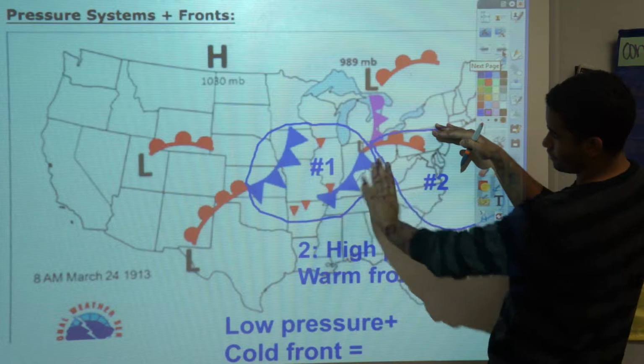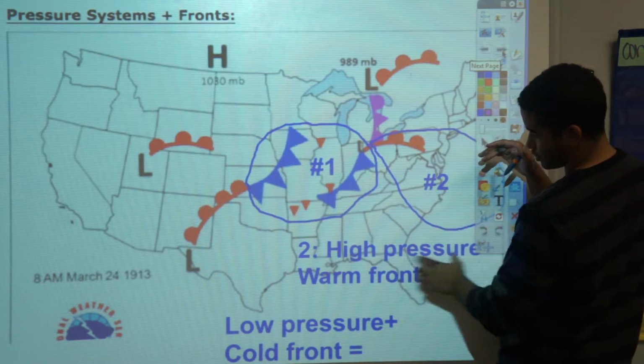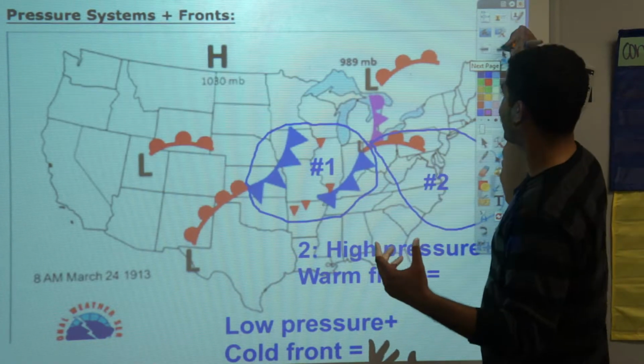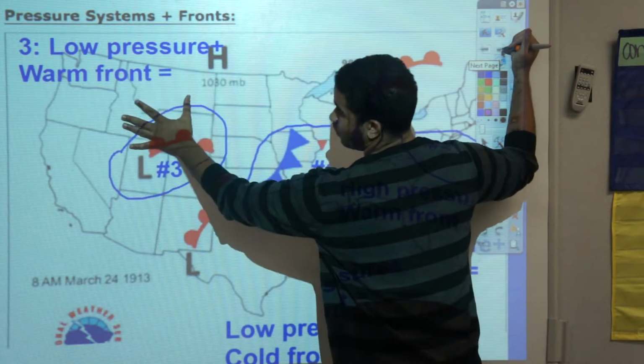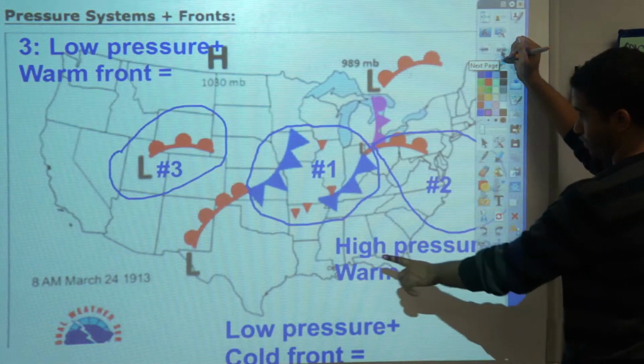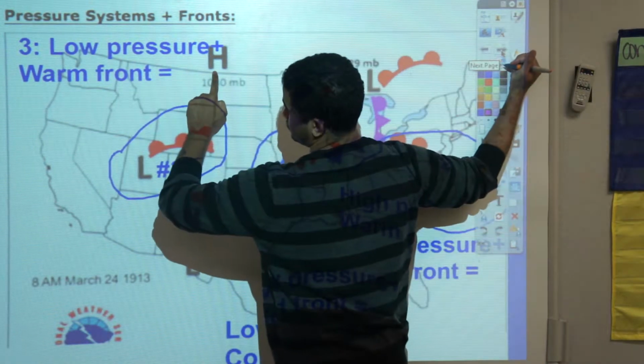This is number 2 area. Grade number 1, number 2 area. High pressure, tell me what type of weather. Do it in your notes, tell me what type of weather should be happening. And then for number 3, tell me what type of weather is happening right here with a low pressure system, warm front.